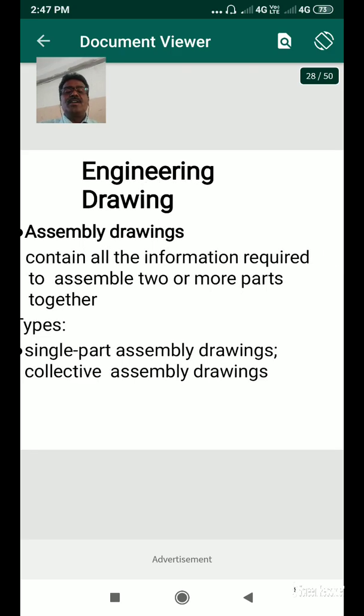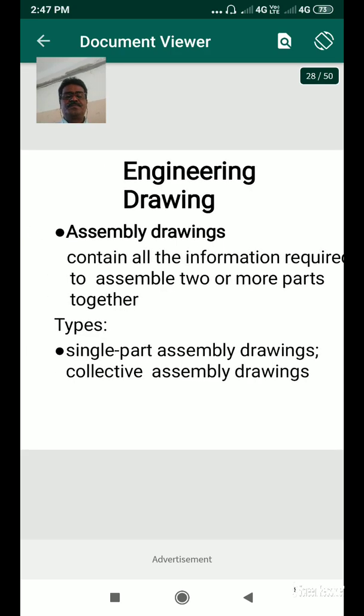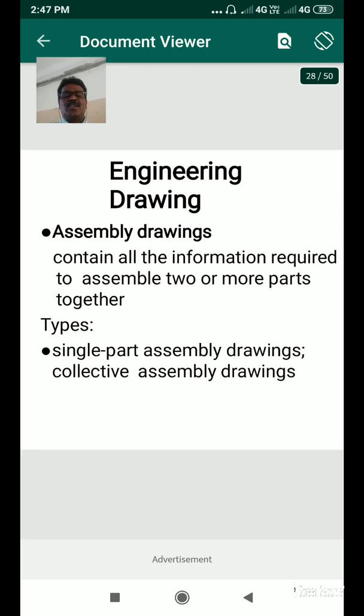It contains all the information to assemble 2 or more parts together. So there is the single part assembled drawing and the collective assembled drawing. Single part assembled drawing simply means, for example, one bush. Any one bush is called a single assembly of the part, that means the part name is bush. Collective assembly drawing, for example, a bicycle: these are collectively 2 to 3 assemblies to make one bicycle. That is called collective assembly drawings.